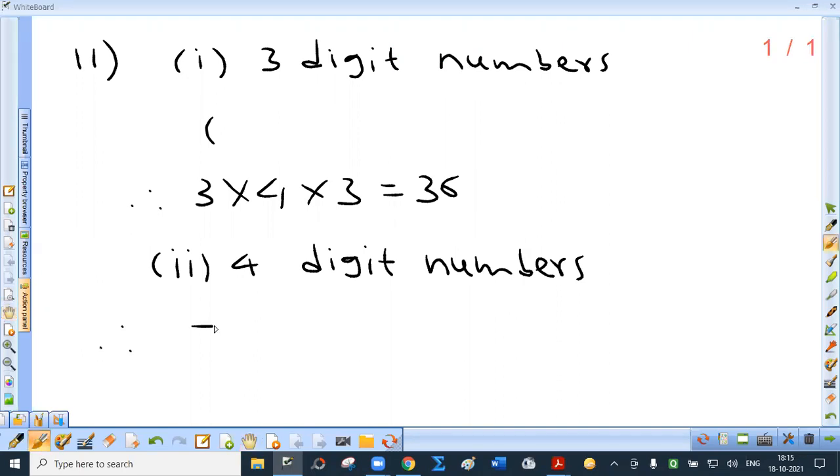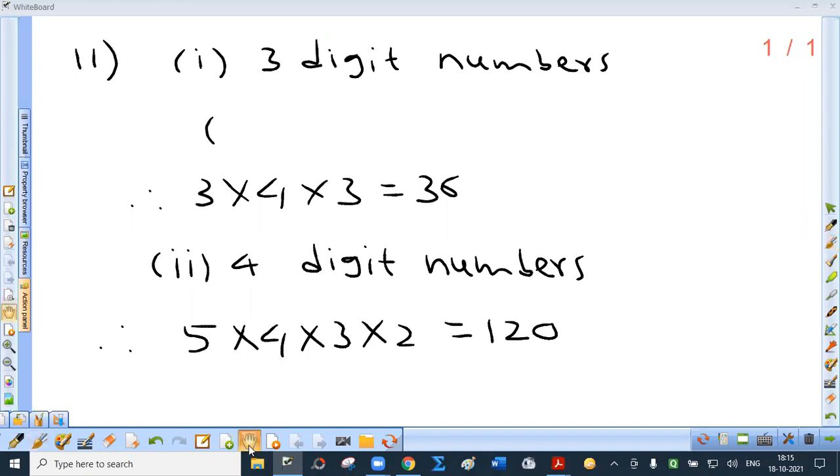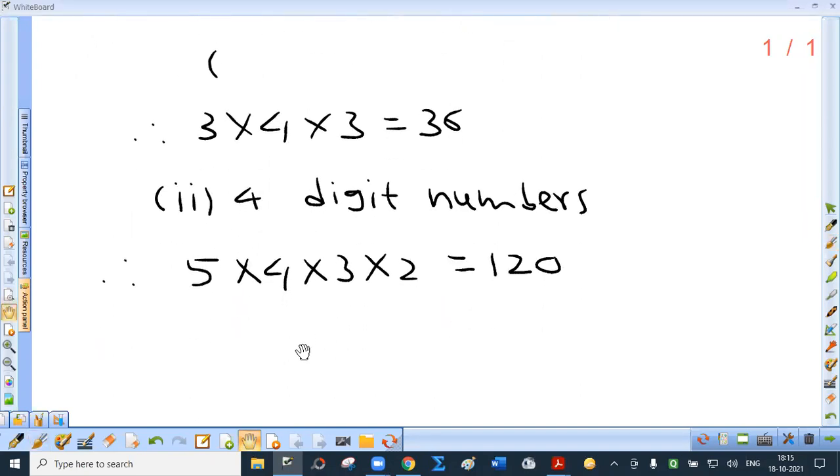Therefore, 5 into 4 into 3 into 2 equal to 120 such numbers can be formed. See, this is not at all difficult. Repetition is not allowed, that is why. And every 4-digit number is definitely greater than 400.